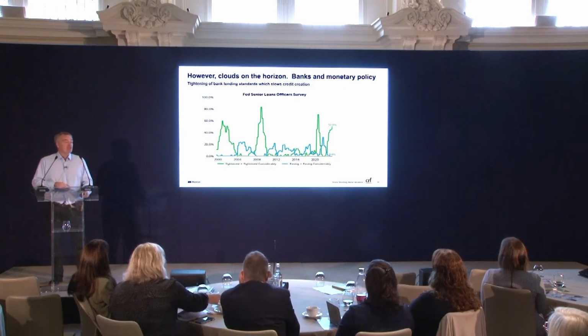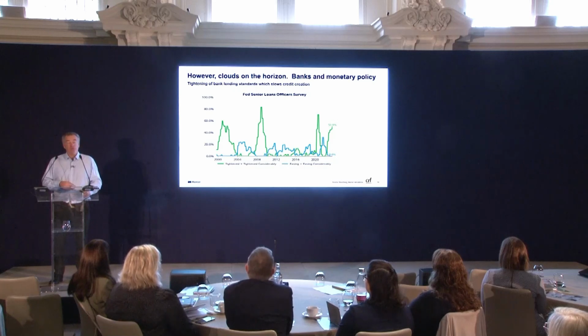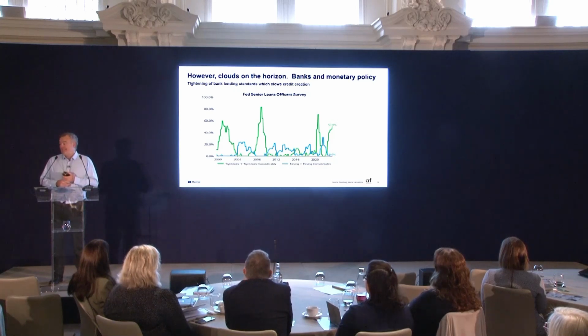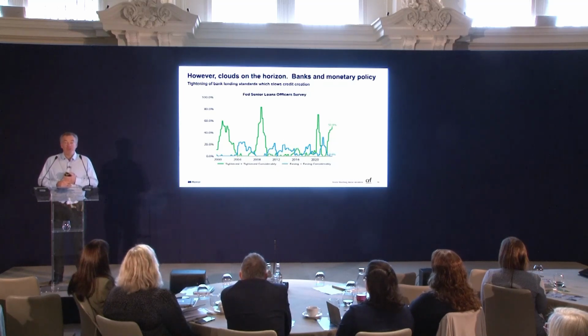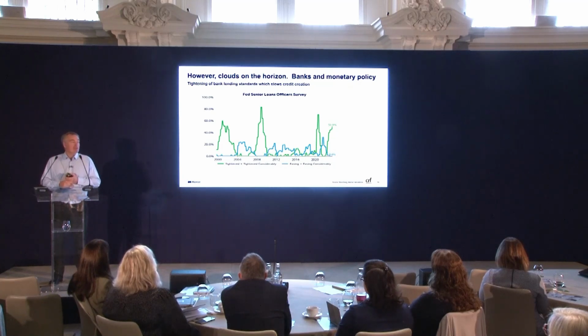There are some clouds on the horizon, both before the collapse of Silicon Valley Bank and after it. We've seen a tightening in lending standards. So this is separate from prices. The price you pay for your mortgage and other borrowings moves up and down in line with interest rates, roughly. But then businesses, or banks, have their own tendency as to whether they're going to lend or not.